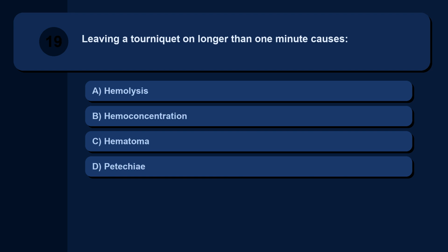Question 19. Leaving a tourniquet on longer than 1 minute causes hemolysis, hemoconcentration, hematoma, petechiae. Prolonged constriction causes fluid loss from vessels, concentrating blood components and skewing test results.